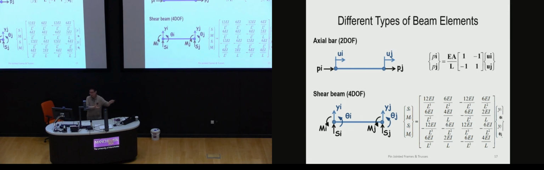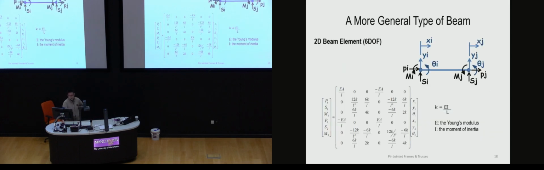Okay, so something like that. And there's a 2D beam element, so it turns out it has 6 degrees of freedom. That means for each node we have both x and y displacement and also rotation. So this is the most general scenario of the beam. So that is the 2D beam.